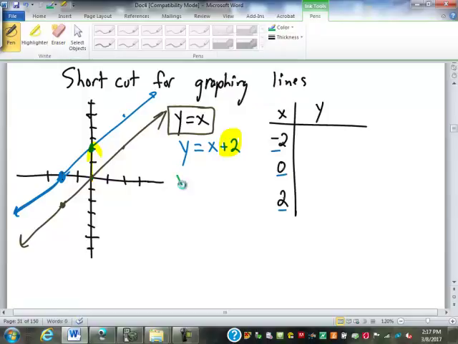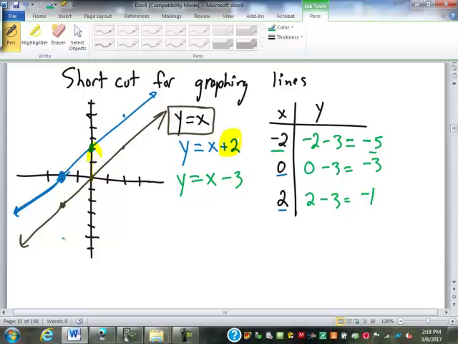What do you think would happen if I graphed y equals x minus 3? It would move it down 3 spots. Good. So if y equals x minus 3, we have negative 2 minus 3, which is going to be negative 5. If x is 0, 0 minus 3 would be what? Negative 3. And if x were 2, 2 minus 3 would be negative 1. Good. So we've got the ordered pair, negative 2, negative 5. 0, negative 3. And 2, negative 1.